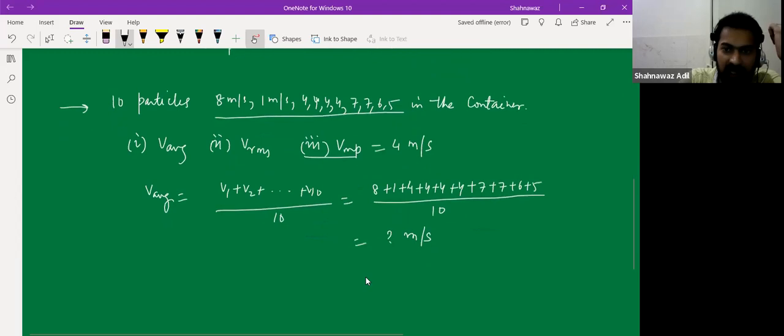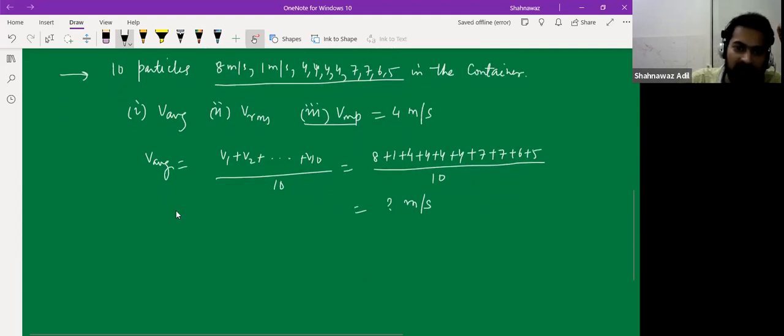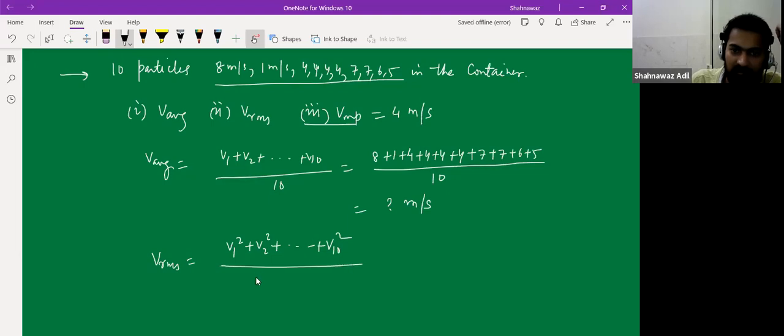Yes, sir. And then you have the RMS velocity. So how do you calculate that? You square, then sum, and then root over. So this will be 8 square plus 1 square plus, who has joined?